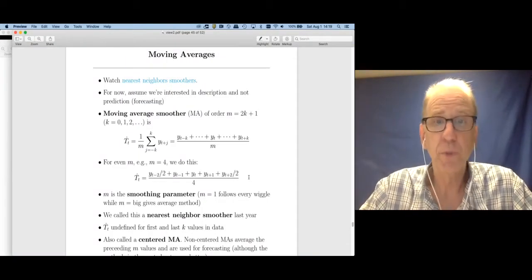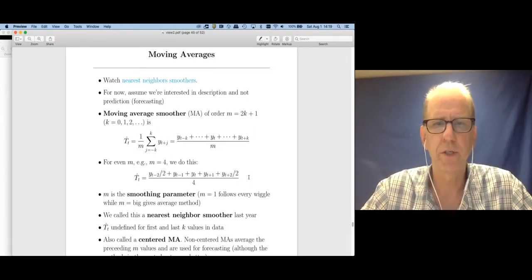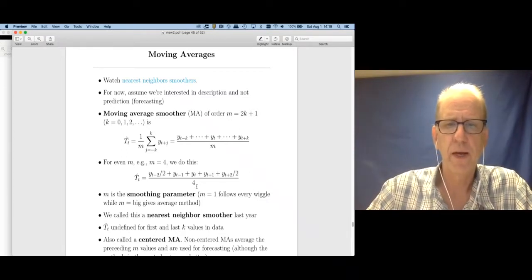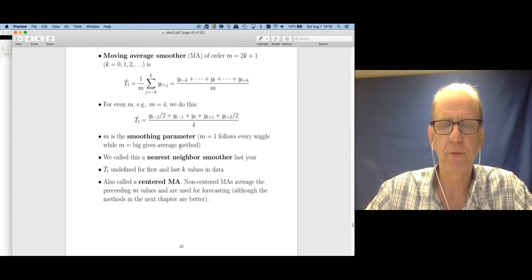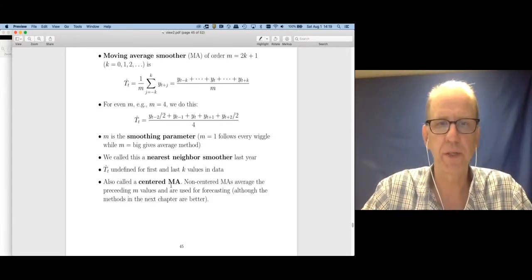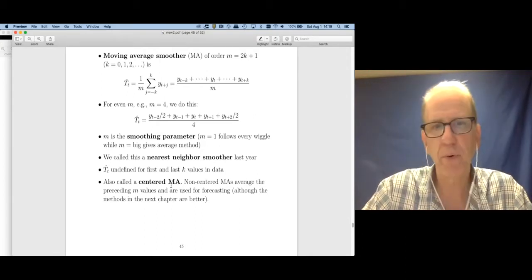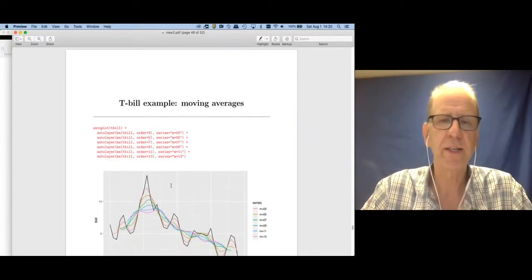So m is just a smoothing parameter that controls how flexible the function is. We called this the nearest neighbor smoother last year, and we'll be talking about non-centered moving averages later. This is a centered moving average because we take the same number of points from either side of the focal point. Well, let's look at an example.